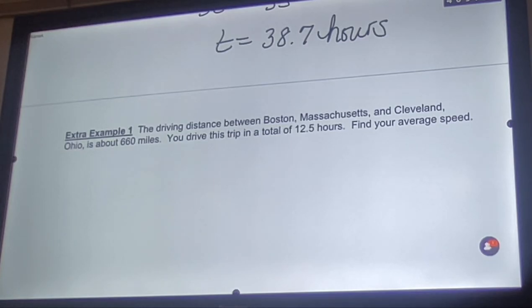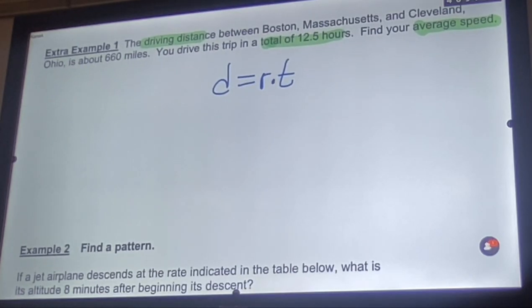So anytime you see distance, especially if it talks about speed, if it has time, that's when we want to use that distance equals rate times time. So Jack, what can we plug in for distance? How far did we travel? 660 miles. And do we know a rate? No. But we know the total number of hours. Yeah, how long? 12 and a half hours. Right, 12 and a half hours. So again, this is time.